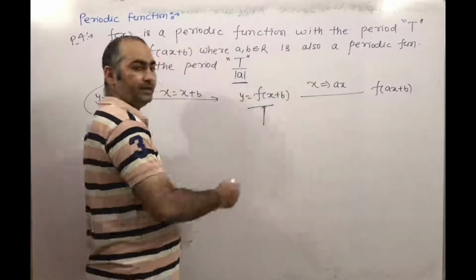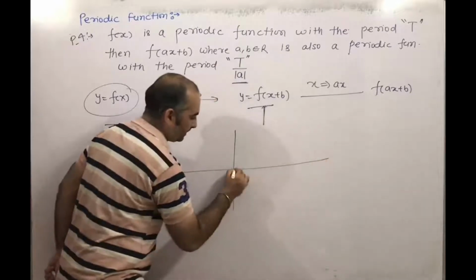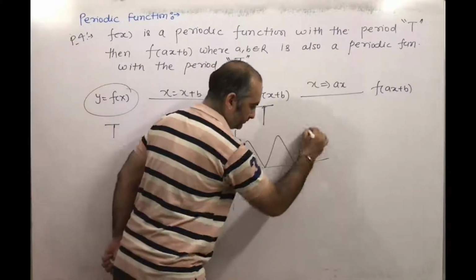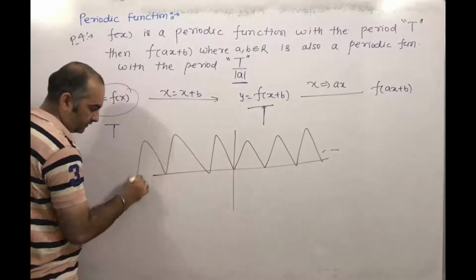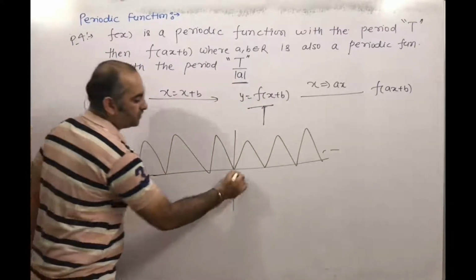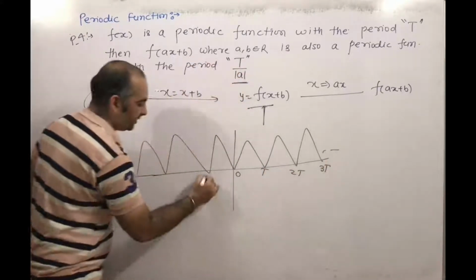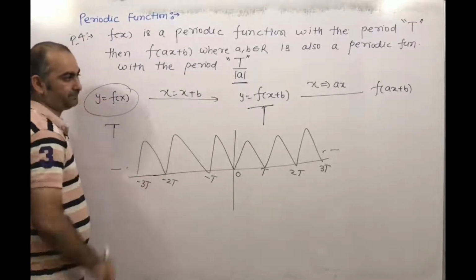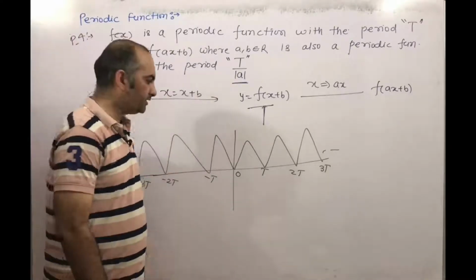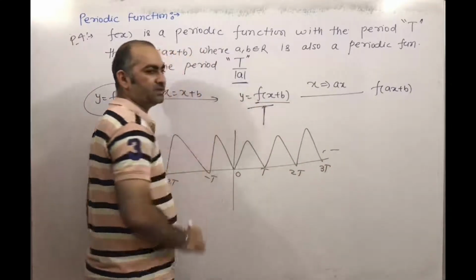Okay, so suppose this function's graph is coming like that, and so on. Roughly I am taking the graph. So this is 0, this is T, 2T, 3T, and this is minus T, minus 2T, minus 3T, and so on. So one period is T. You can say this cycle is repeating again and again. So this is y equals f of (x plus b).